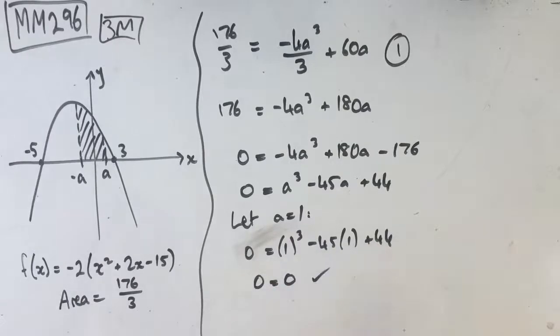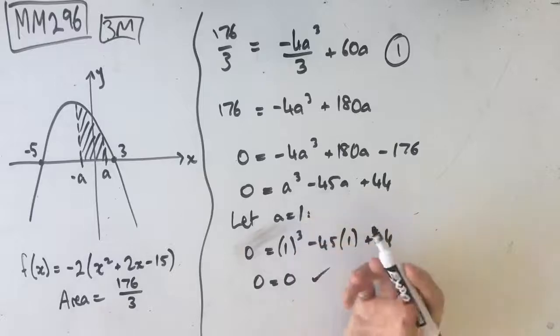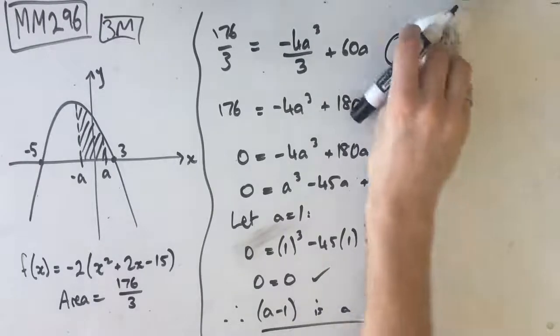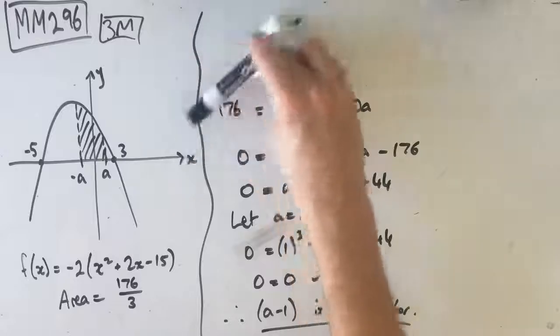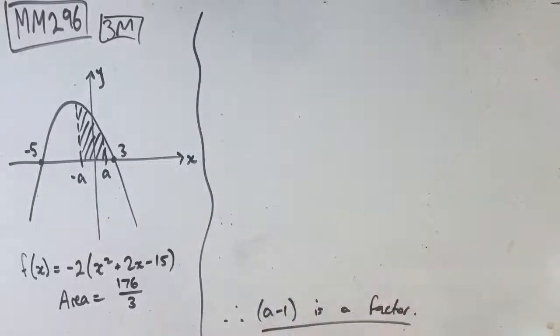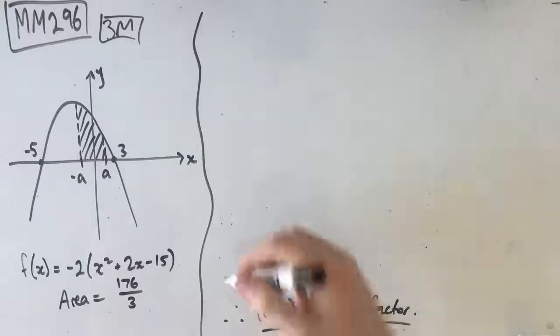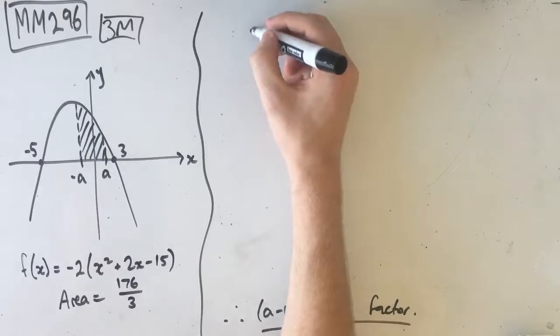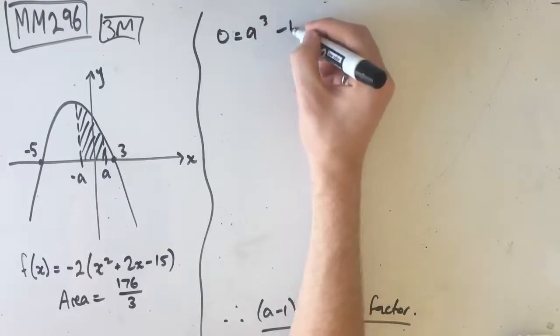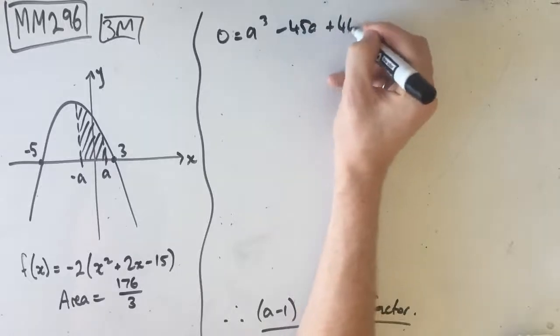So 0 equals 0. That means a equals 1 can be true, which means that a take 1 is a factor. Okay? So you would have learnt this. It's the, I can't even remember what it's called. It's the polynomial factor law. So if we know that a take 1 is a factor, that means that we can put this into the other formula. So actually, let me just rewrite that. So 0 equals a cubed take 45a plus 44.